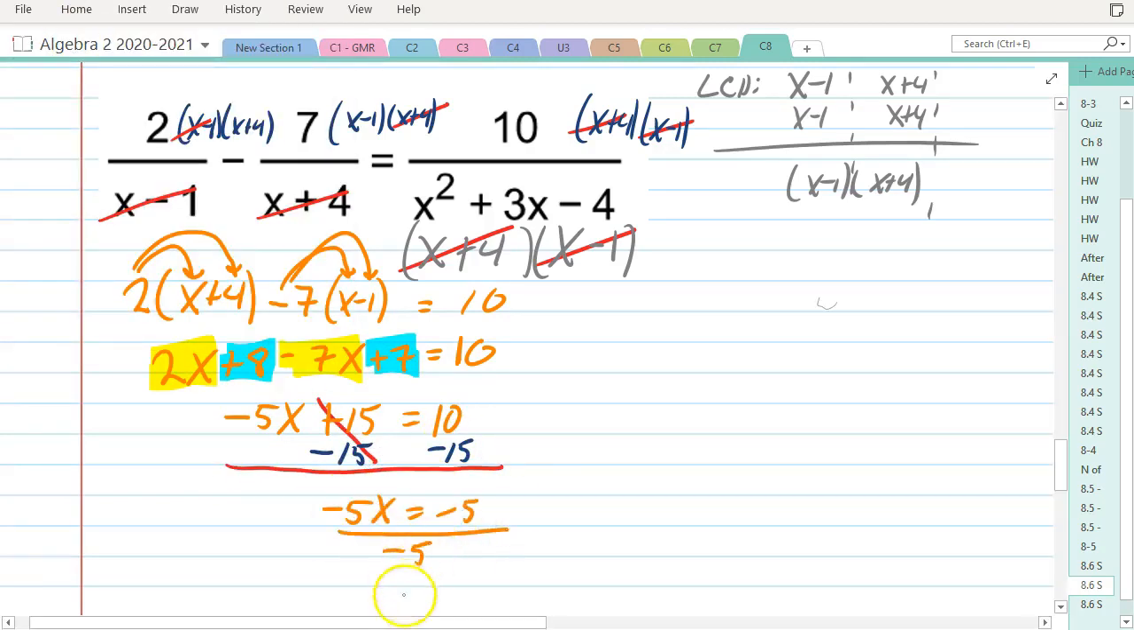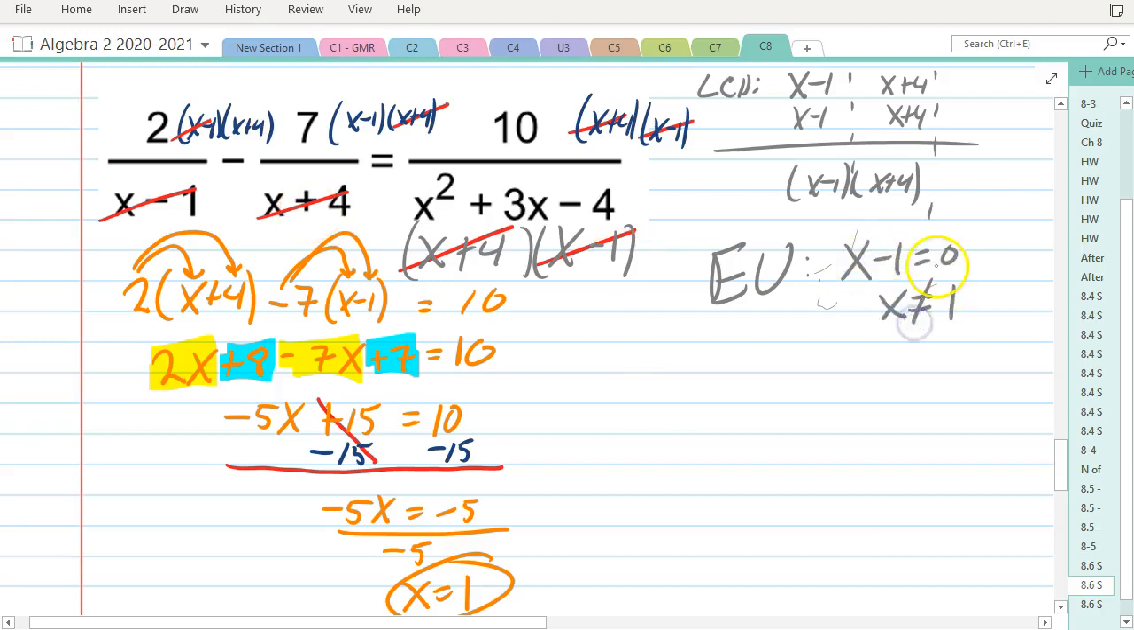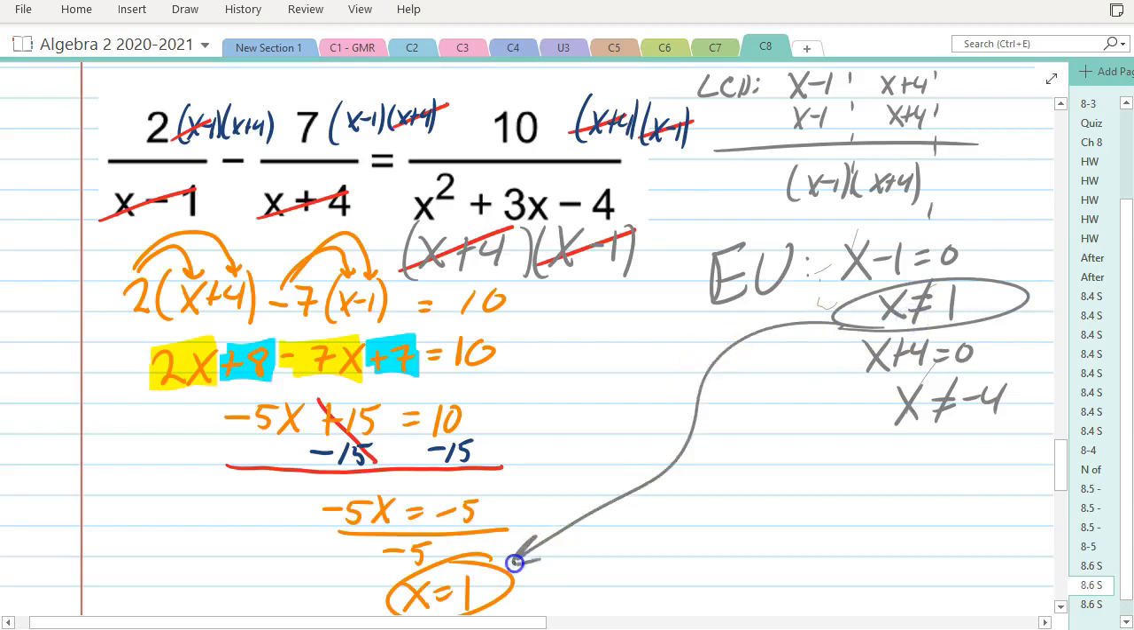And when you solve, you get x is equal to positive 1. Now going back and check for excluded values. I have my denominator of x minus 1 and x plus 4, and then another x minus 1 and x plus 4. I only need to solve each once. I get x cannot equal a positive 1, and x cannot equal negative 4. Now notice, my excluded value, x cannot equal positive 1, is the same as my actual answer. That means my answer does not exist.